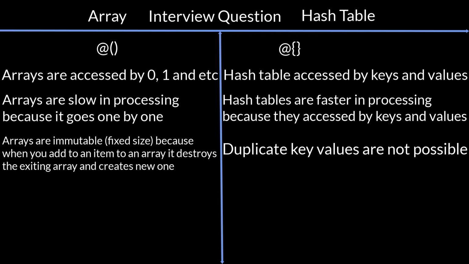Arrays are slow in processing because it goes by one. Arrays are immutable. That means it's a fixed size. Because of that, when you add an item to an array, it destroys the existing array and creates a new one. The hash table is accessed by keys and values. Hash tables are faster in processing because they are accessed by keys and values. Duplicate keys are not possible in a hash table.